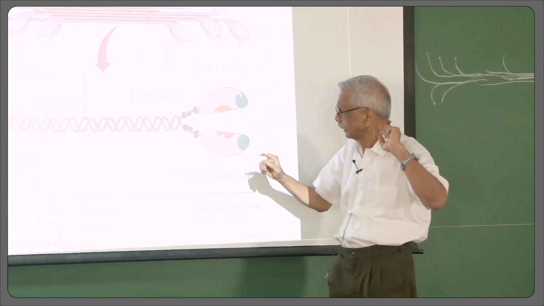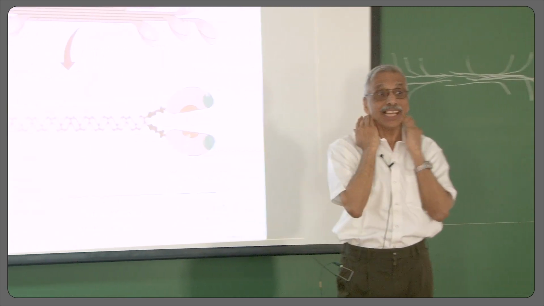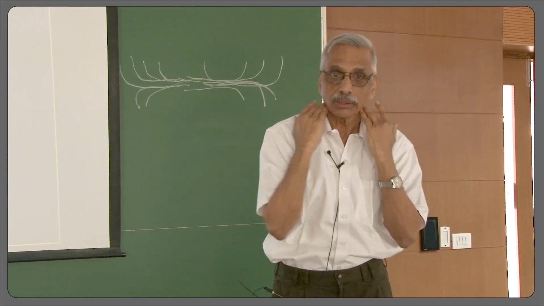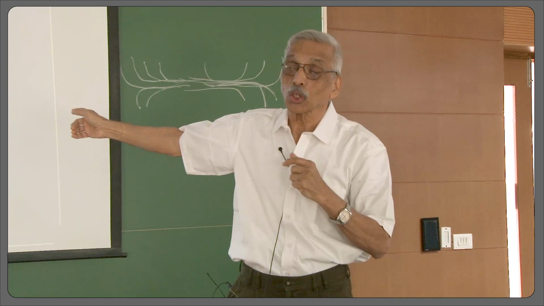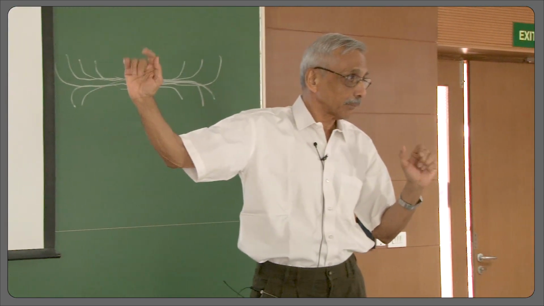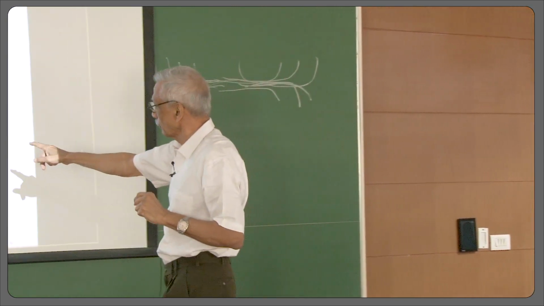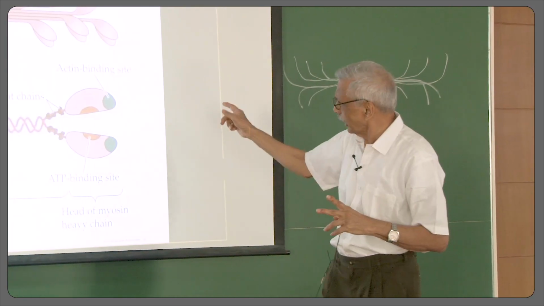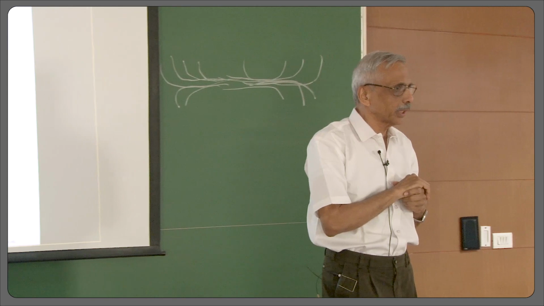Now 4 light proteins are here, 1, 2, 3, 4. They sit on the neck of the cross bridge of the myosin filament. Now these are regulatory proteins. The regulatory proteins we'll talk about a little later. Now just focus on the head.